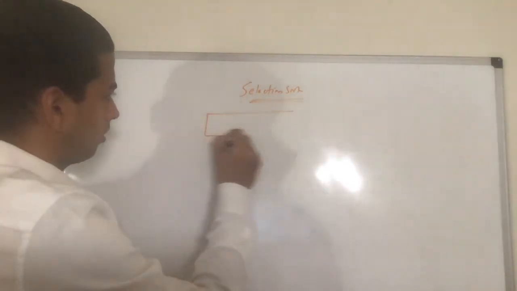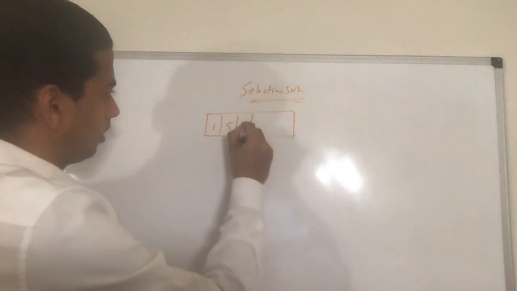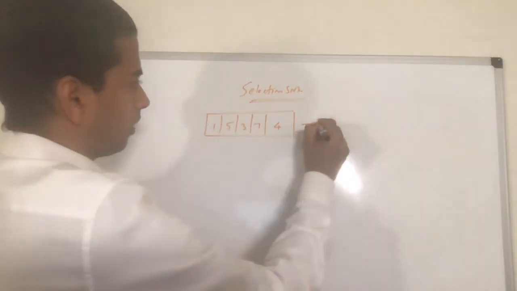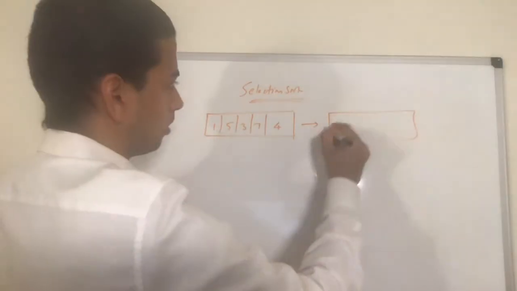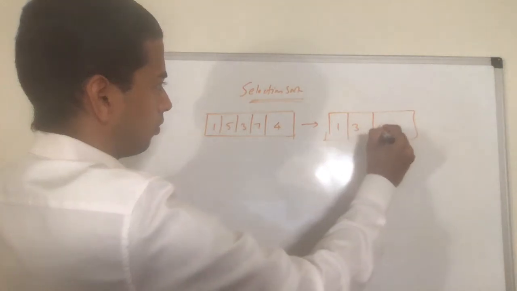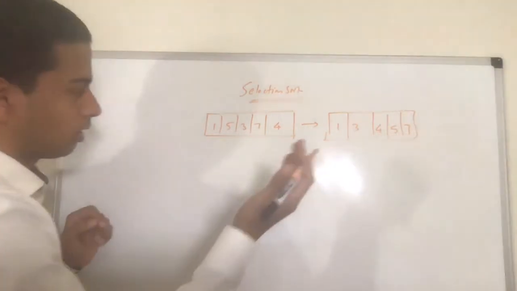Basically, 1, 5, 3, 7 and 4. How should it look if it is sorted? It should look like 1, 3, 4, 5 and 7. Correct? It should look like 1, 3, 4, 5 and 7.